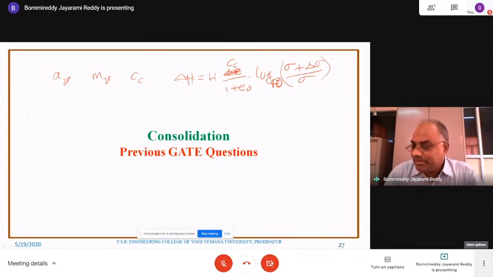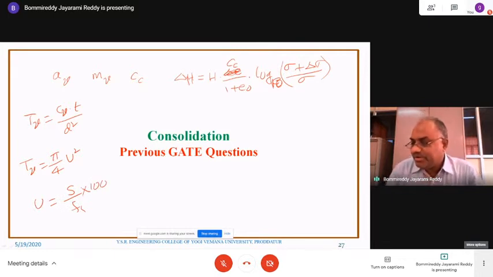And another formula, TV will be equal to CV multiplied by T by T square. One more formula, TV equal to pi by 4 into U square, and U equal to S by SF multiplied by 100. These are the only formulas required for solving the numerical problems in consolidation. These are not at all difficult. You know that AV will be equal to minus delta E by delta sigma. MV is nothing but minus delta E by delta sigma multiplied by 1 plus E naught, the initial volume.